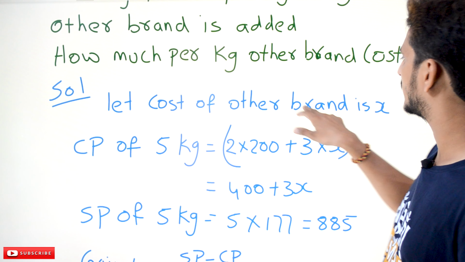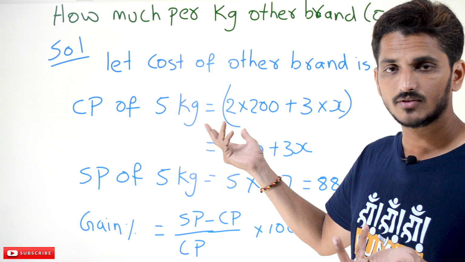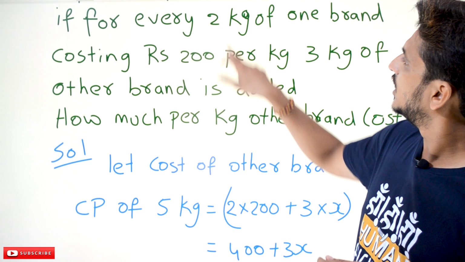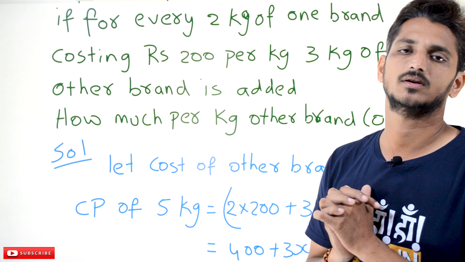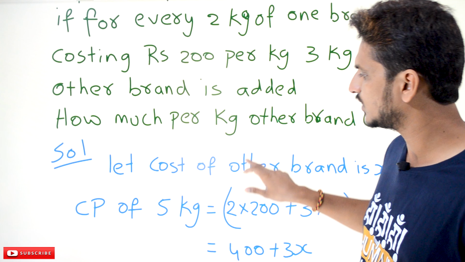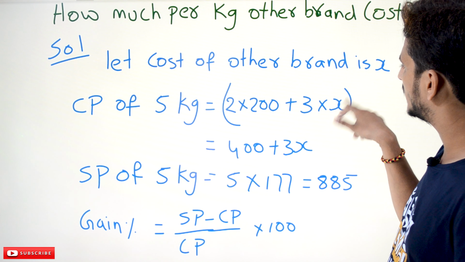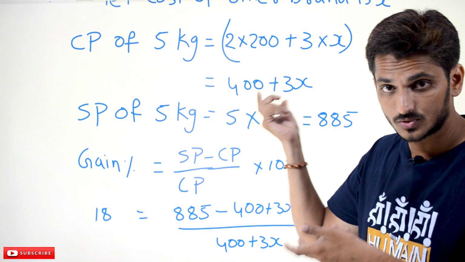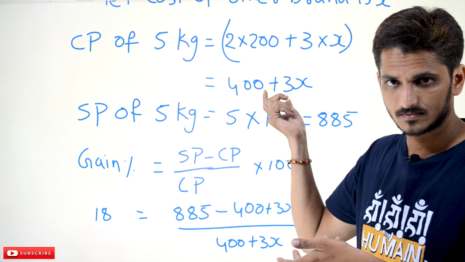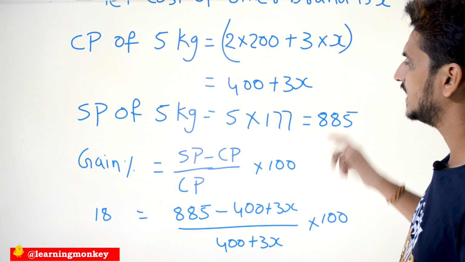So let the cost price of the other brand be X. So the cost price of 5 kgs has been taken. Why are we taking 5 kgs? Because it is provided that 2 kg of one brand and 3 kg of other brand make one complete mixture. What is the total? 5 kg. That's why we have taken 5 kg. The cost price of 5 kg is 2 multiplied by 200 plus 3 multiplied by x, where we take 1 kg cost as x. That is 400 plus 3x. This is the cost price. Selling price of 5 kg: each kg he is going to sell for 177. So 5 multiplied by 177, 885.